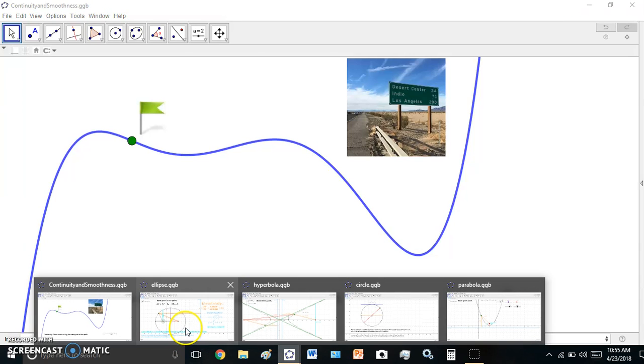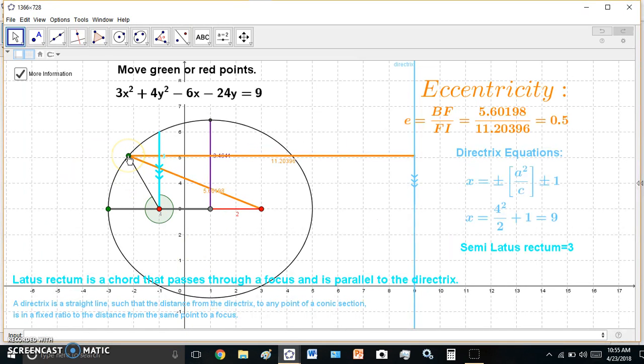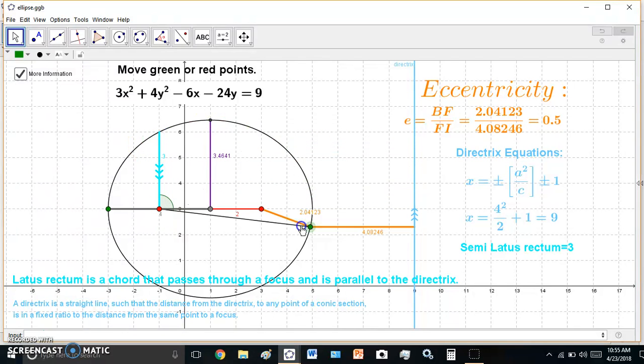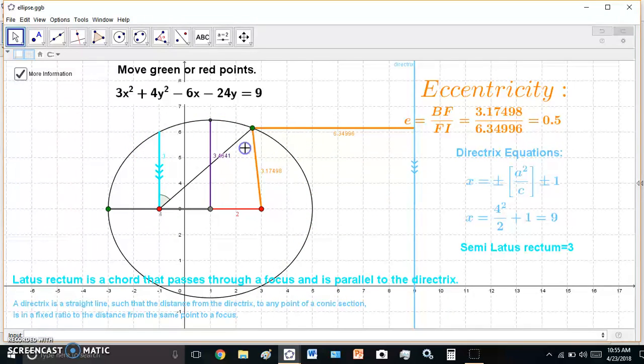So for example, if you look at other geometric objects such as an ellipse, you'll notice that they have certain properties, and they're all in terms of distances. So for example, the ratio of BF to FI is always constant. BF is the distance from the directrix to a point, and FI the distance from the point on the ellipse to the focus. So this ratio here is always the same, okay? And that's one of the important properties of a directrix. So let's get rid of that.